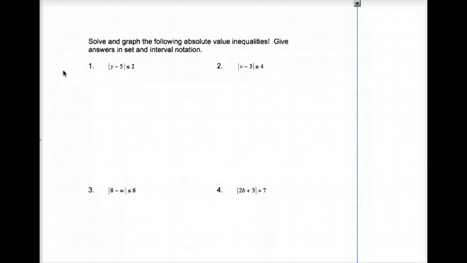Problem number 1. Solve and graph the following absolute inequalities. Give answers in set and interval notation like you guys have been doing. Don't blurt it out, please. If you know number 1, if it's an and or an or, raise your hand. Make the decision right now.